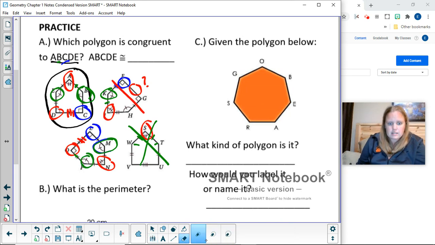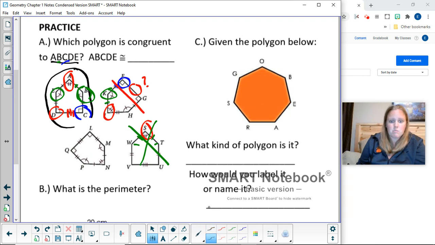Now I need to name this appropriately. So I can't just pick any corner to start with when I name this, it has to be the same order as the A, B, C, D, E. So it went A double mark, that was our letter N, B, which was our letter M, L was next, matched with the C, and across to Q, and up to P. So A, B, C, D, E is congruent with N, M, L, Q, P.